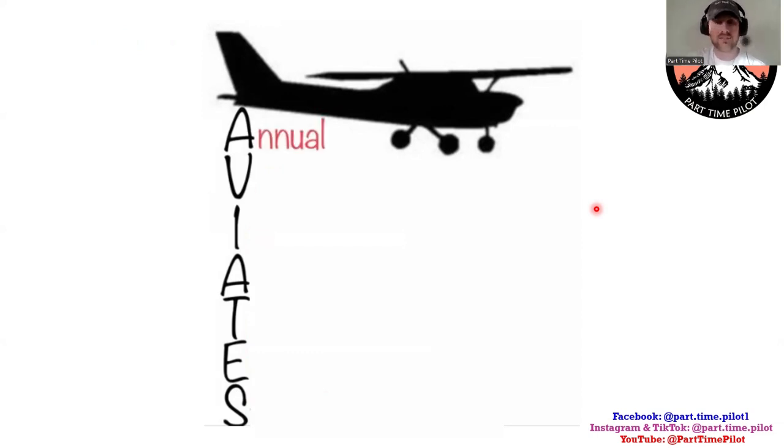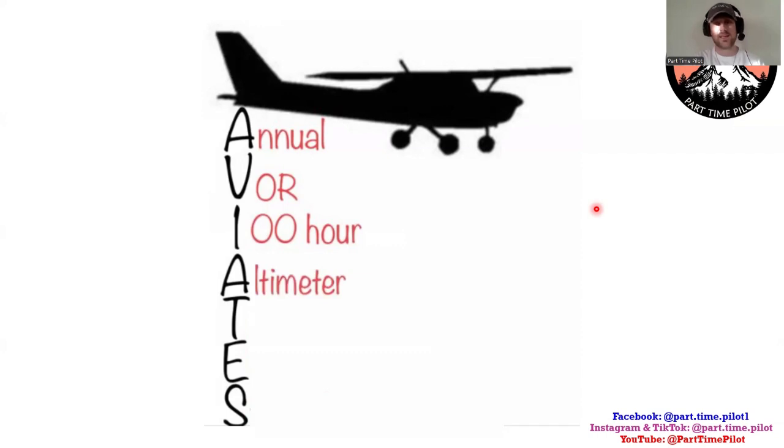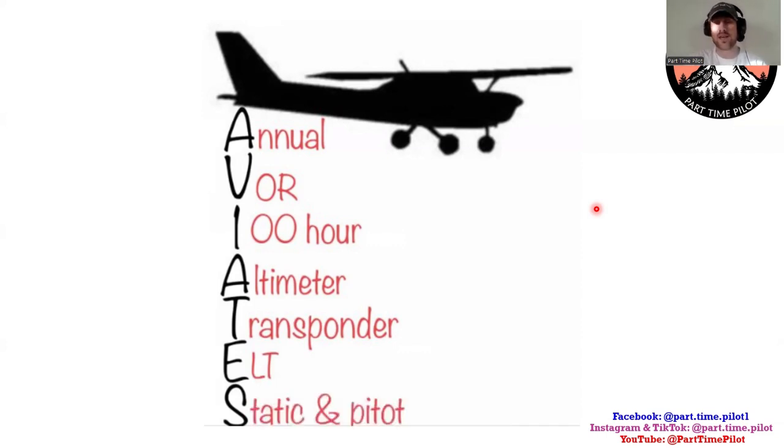So the A in aviates, the first A, stands for annual inspection. The V stands for VOR. The 1, remember that's a 1, stands for 100-hour inspection. The second A stands for the altimeter inspection. The T stands for transponder. The E stands for ELT, or emergency locator transmitter. And the S stands for static and pitot system inspection.